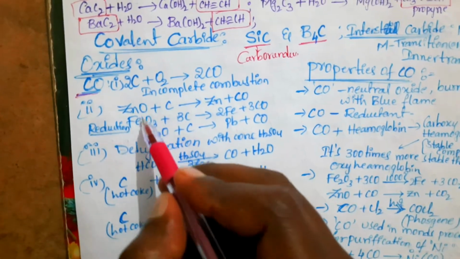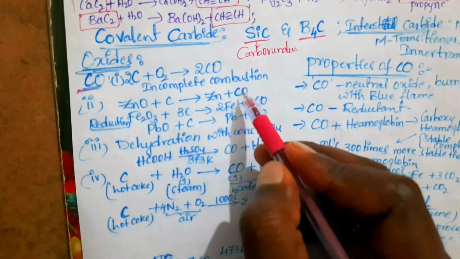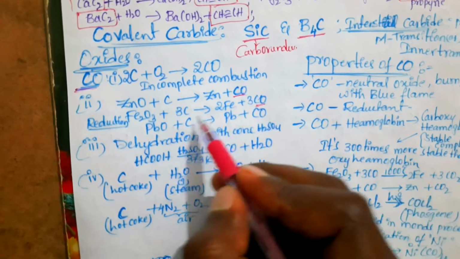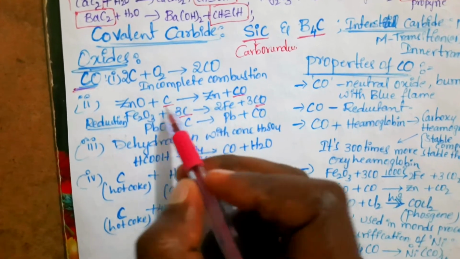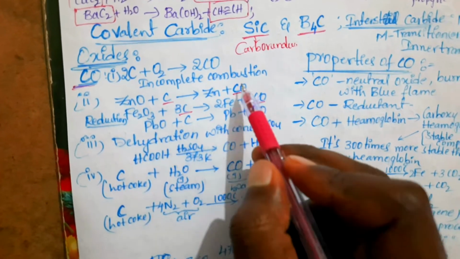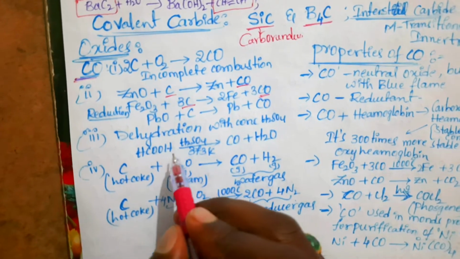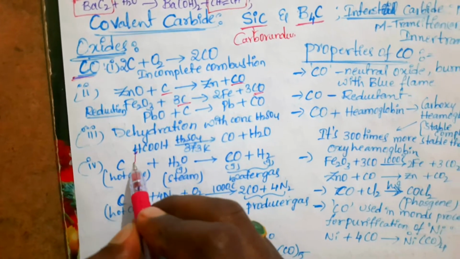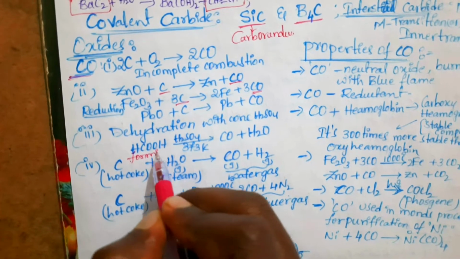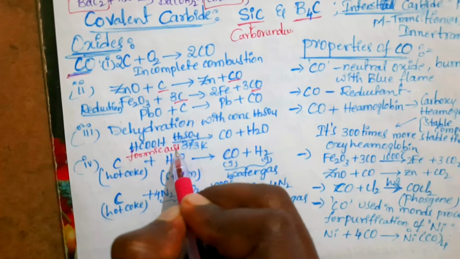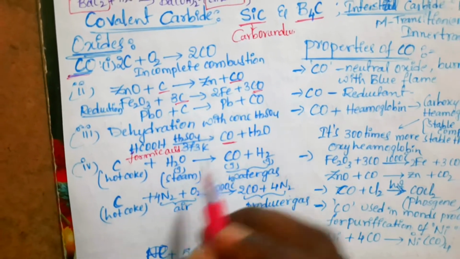If it reacts with metal oxide like this, we will get carbon monoxide here. Carbon will act as what? A reducing agent, which reduces metal oxide to metal. We also get carbon monoxide by dehydration of formic acid. Formic acid on dehydration in the presence of sulfuric acid gives carbon monoxide.